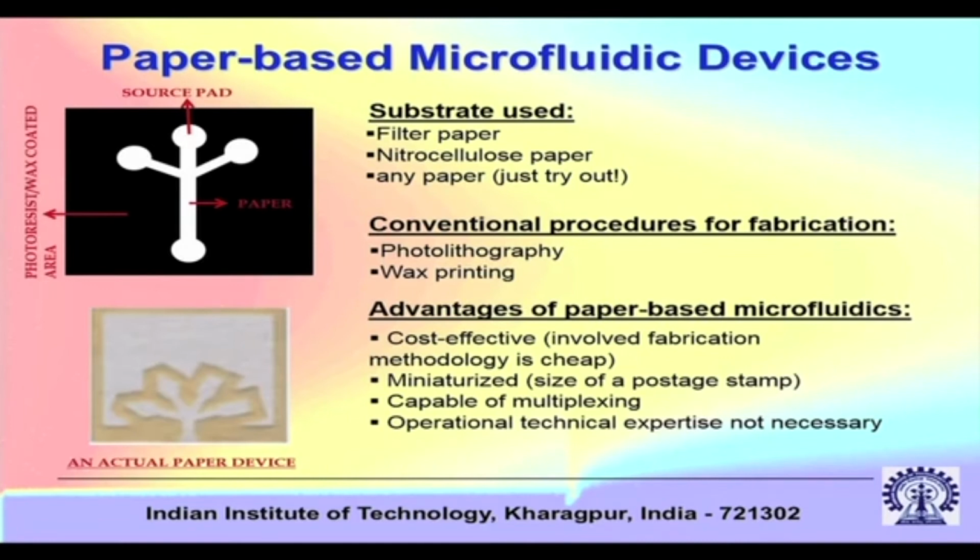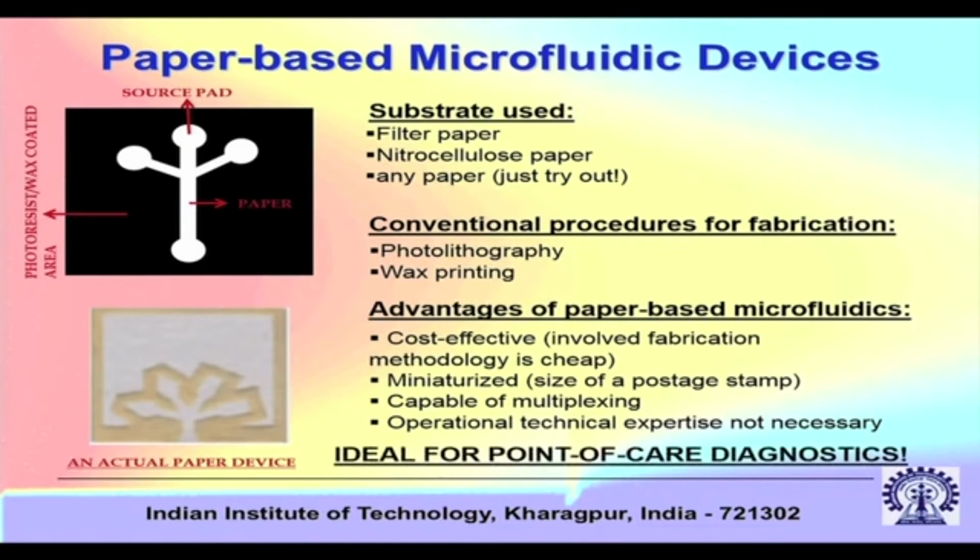So, what kind of paper can you use? Filter paper, nitrocellulose paper, these are commonly used, but you can use any sort of paper, just try it out. It is just a matter of your effort. These are cost effective, miniaturized, one can use this for multiple tasks, and operational technical expertise is not necessary. So, even a person with not very sophisticated level of training can work with this. So, basically it is ideal for point of care diagnostics.